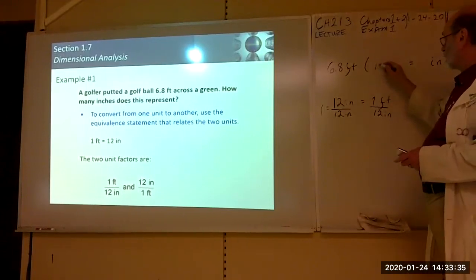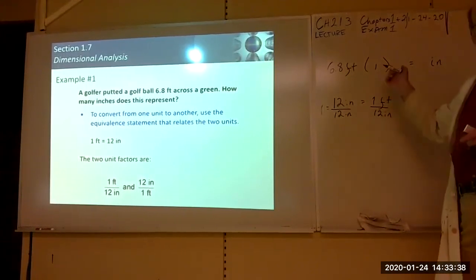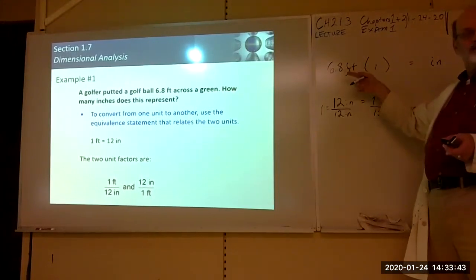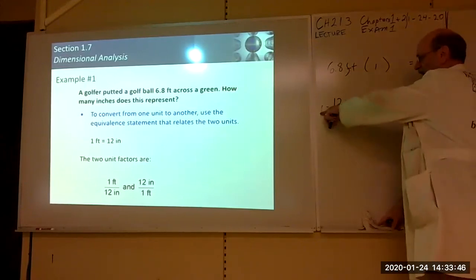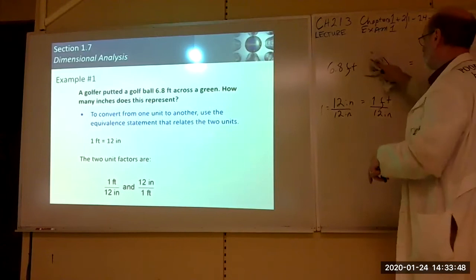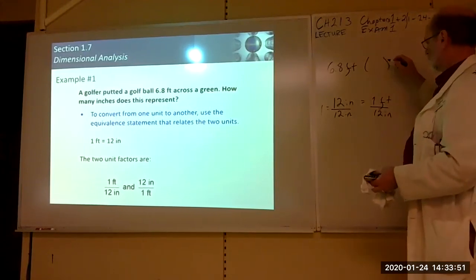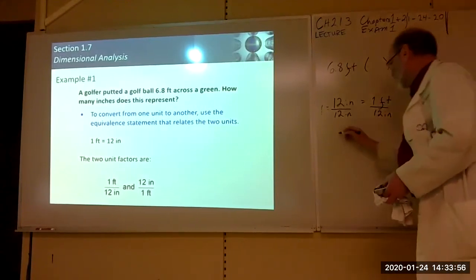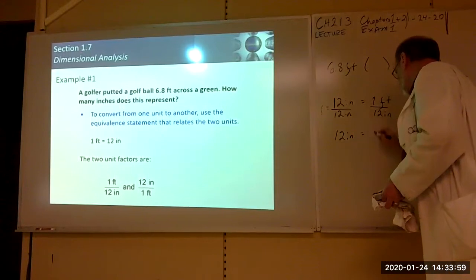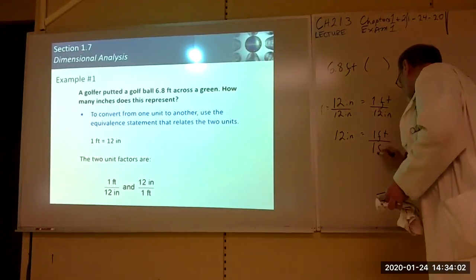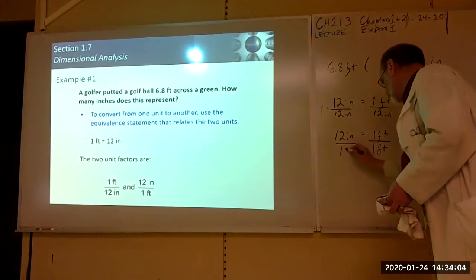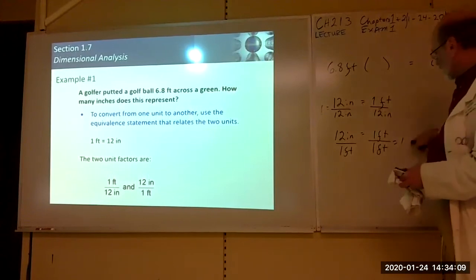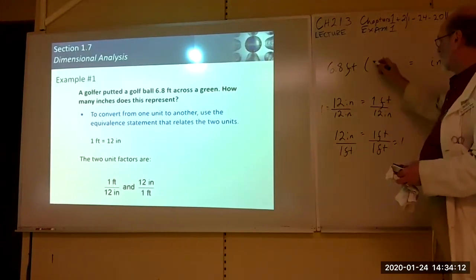If I put 1 in here, that's true, but it doesn't give me my answer. It's just 1 times 6.8 feet is 6.8 feet. But if I substitute an equality, 1 equals 1 foot, well, actually, I should go the other direction. Let's do it this way. There you go. So now I can substitute for this one that conversion factor.